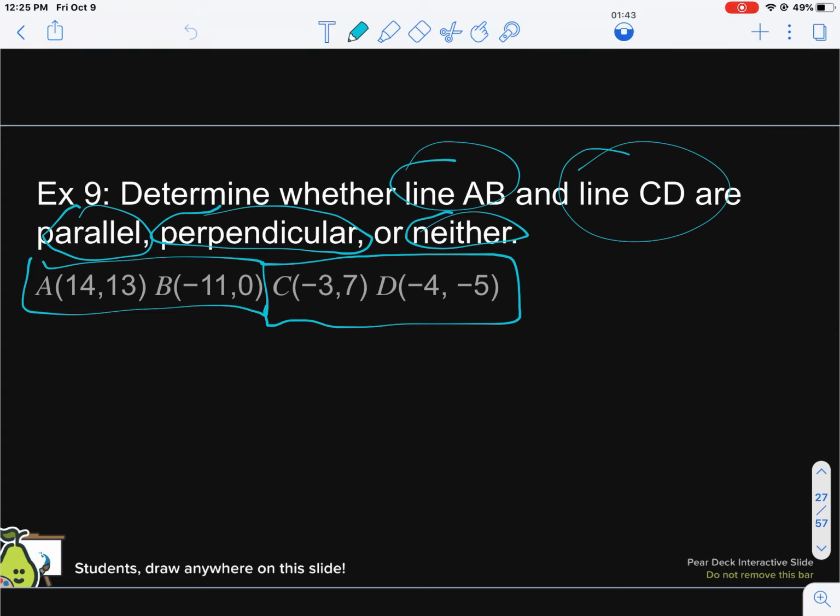Now, if we wanted to figure out whether lines AB and CD are parallel, perpendicular, or neither, remember that line AB has points A and B on it, as noted below, and line CD would have points C and D on them. So what we need to do here is what? Well, we need to find the slopes of line AB and line CD and compare them. If they're the same, then the lines are parallel. If they're negative reciprocals, then the lines are perpendicular. And if neither of those apply, then it's neither.